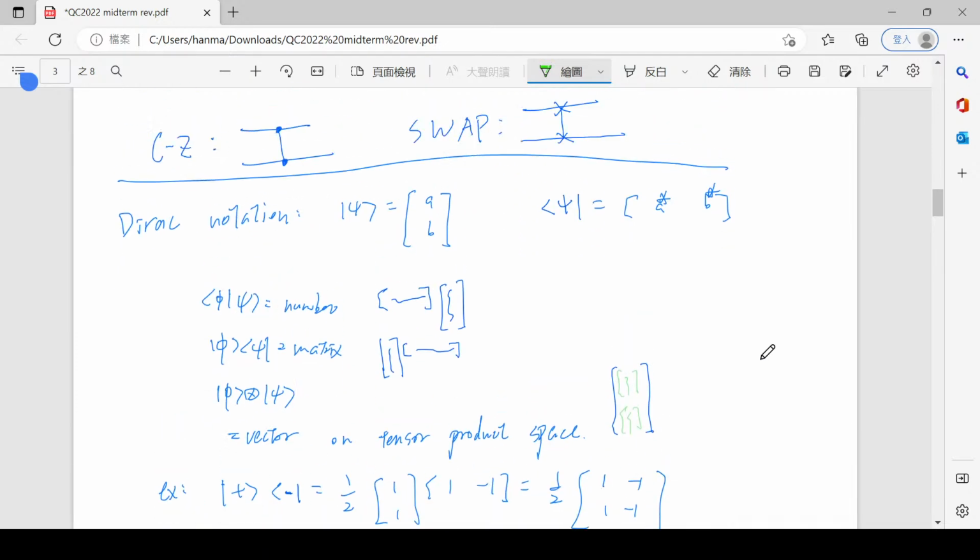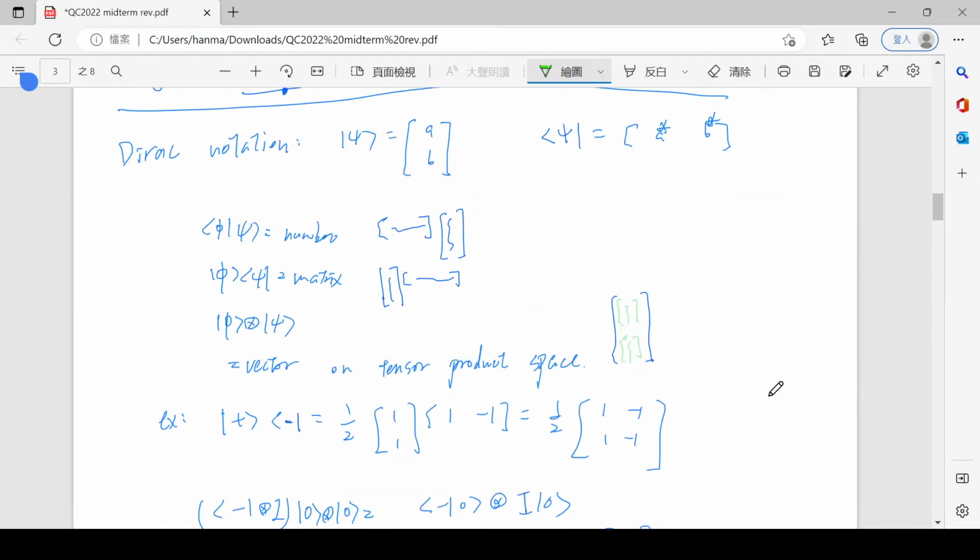So back to the Dirac notation. We already talked a little bit about this. In Dirac notation, we often write our column vectors in this ket notation. Look at this ket notation here. It means a column vector. So if the qubit is two-dimensional, then it's something like (a, b).